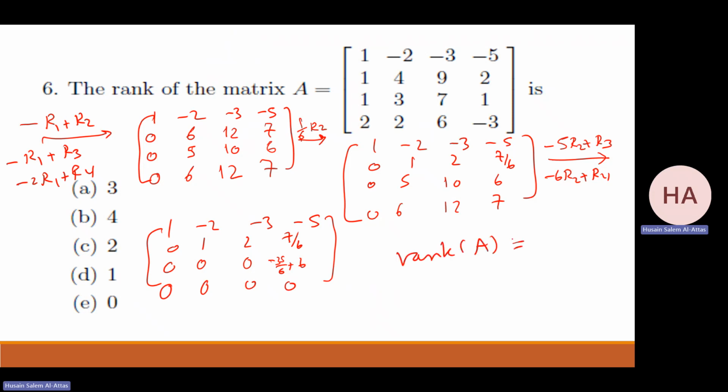The rank of A, now it's in echelon form. So the rank of A is 3, either the number of non-zero rows or the leading variables. I don't care. This is not equal to 0. This is the most important thing.